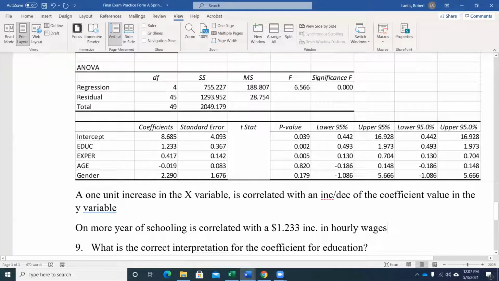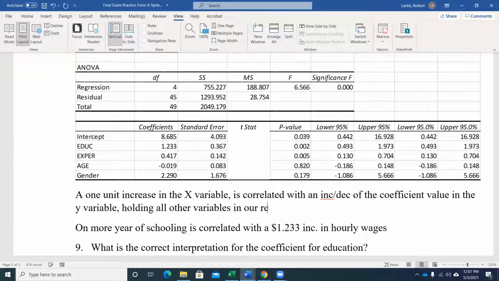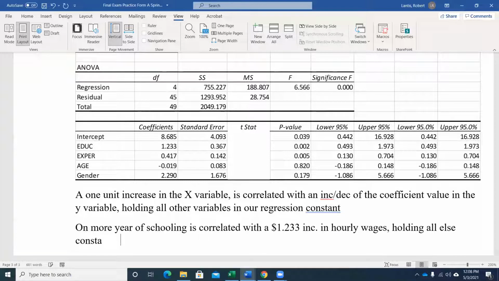One other thing: if we have multiple variables in our regression, it's still this general form of the interpretation, but we have to add on one little phrase, which is holding all other variables in our regression constant, right? So it's like holding constant experience, age, and the gender of the individual. One more year of schooling is correlated with a $1.23 increase in hourly wages. So we would throw in here holding all else constant, you can say. You don't have to be as explicit. If I had 50 variables, it doesn't make sense to say holding experience, holding age, and go through all 50. We can just say holding all else constant, okay?